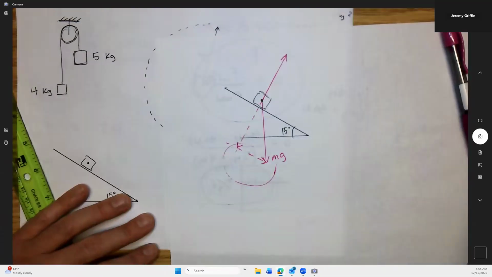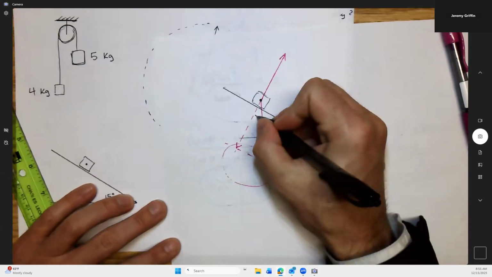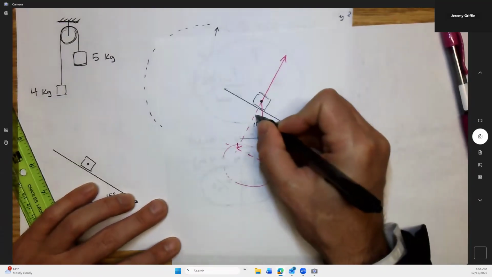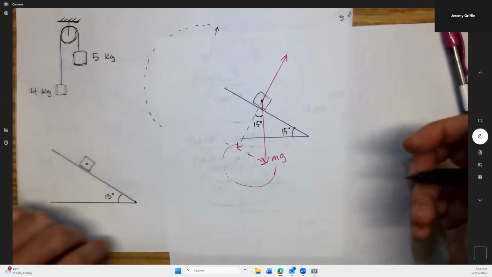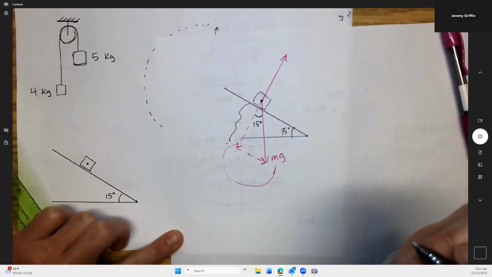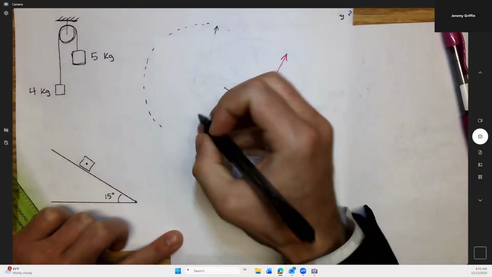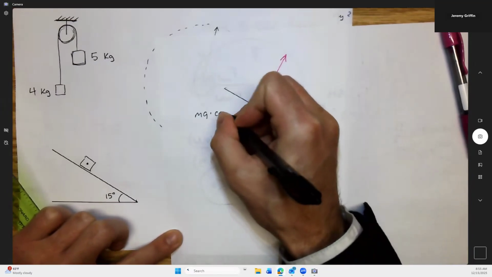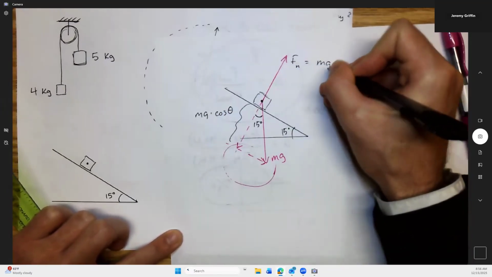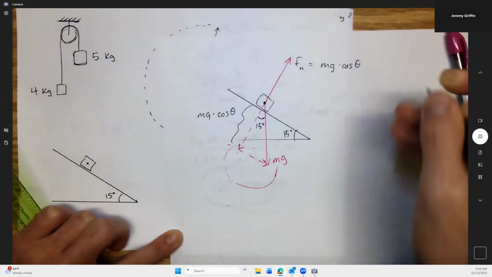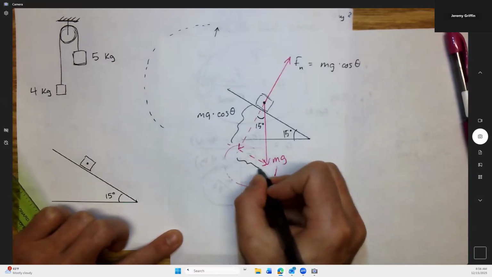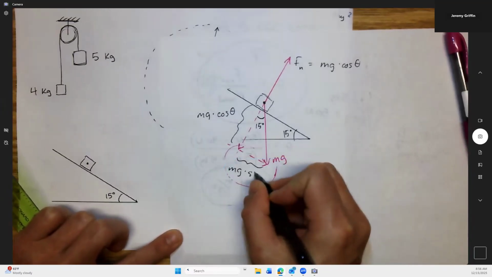What is this angle right here? 15 degrees. Right. It's always going to match this one. So this component must be mg times what? mg cosine theta. Which is equal to the normal force. So normal force is mg cosine theta. But we're actually way more interested in this one right here. This is mg sine theta.